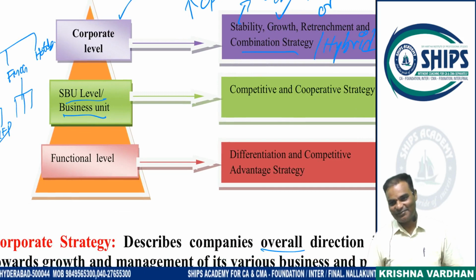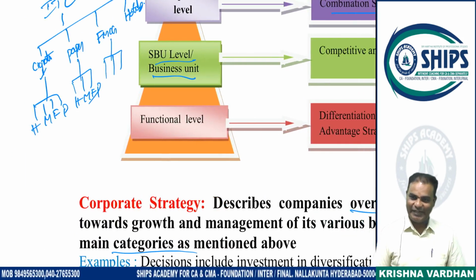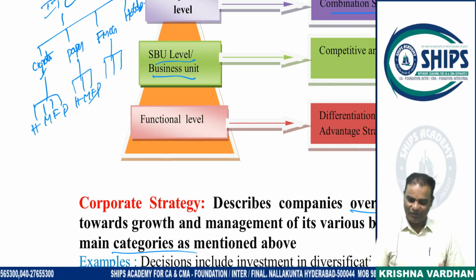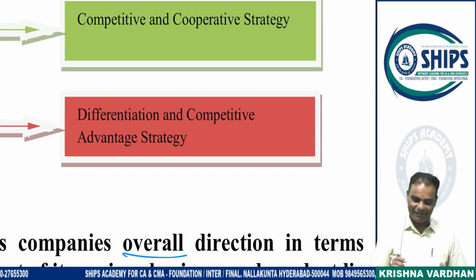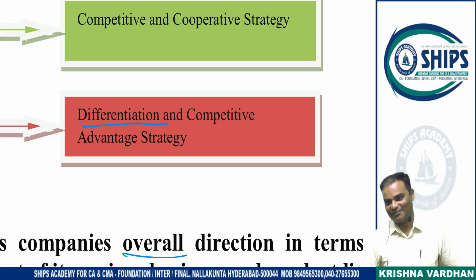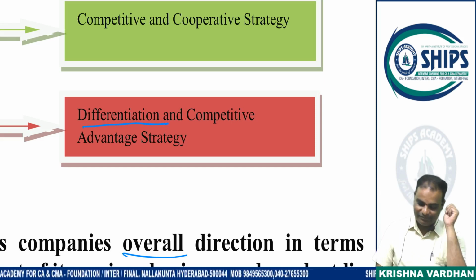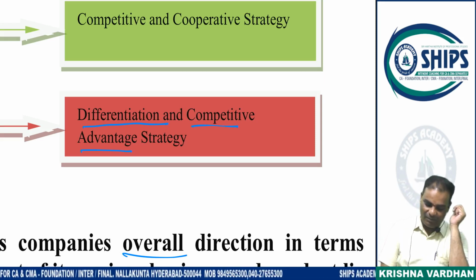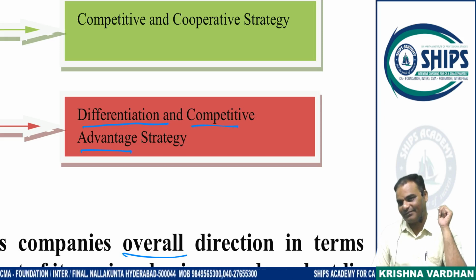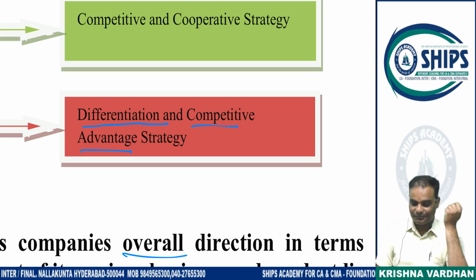Last one is functional. Each of these, again, they are into functions, right? HR, marketing, finance, and all. There, the first word I taught you, differentiate. How should we be unique in that category? The other is building up of competition, right? So how do I make advantage for my firm?